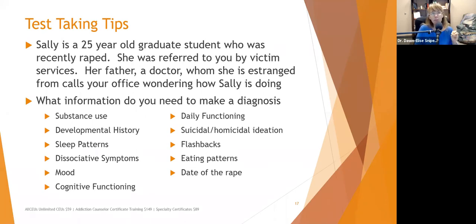What do you need to make a diagnosis? And I'll read some things off to you. Think about what you would need to make a diagnosis: information about substance abuse history, developmental history, sleep patterns, dissociative symptoms, mood, cognitive functioning, daily functioning, suicidal or homicidal ideation, flashbacks, eating patterns, and the date of the rape. So some of those are necessary, some of them aren't. Which ones are you going to choose?